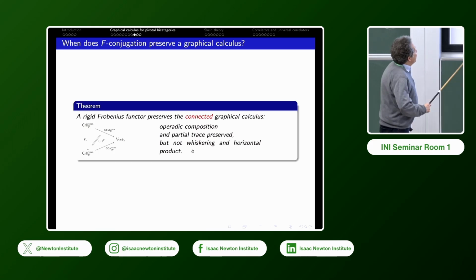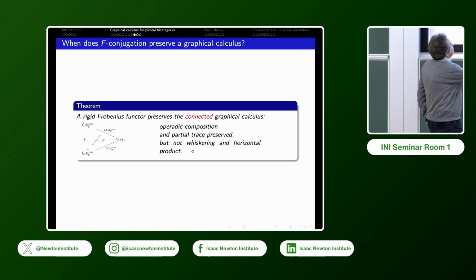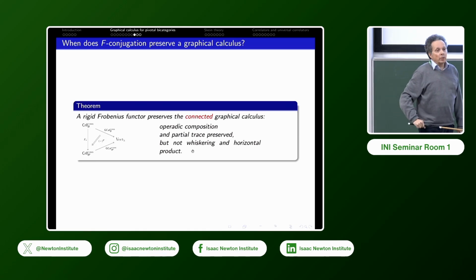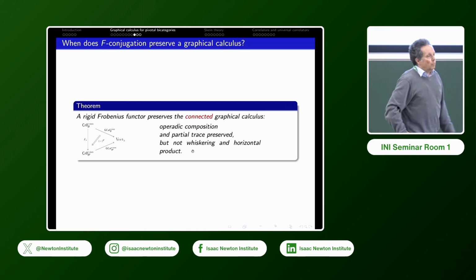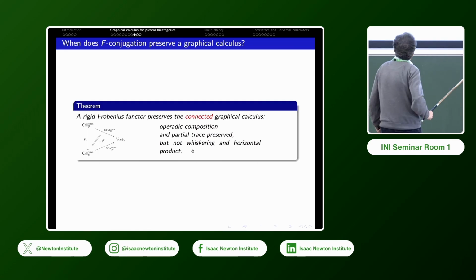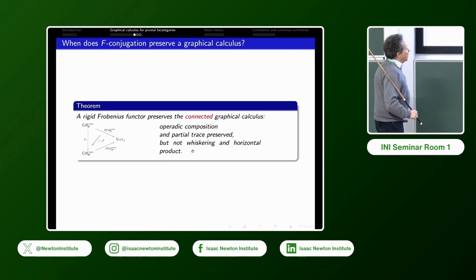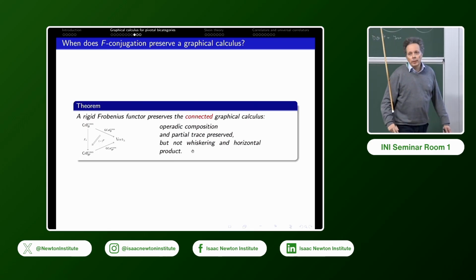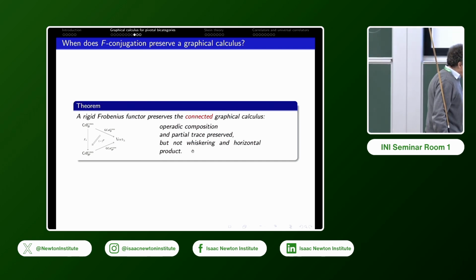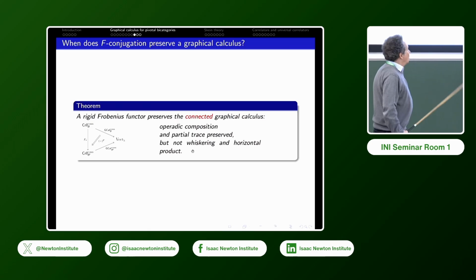Now, a rigid Frobenius functor does not preserve the complete graphical calculus, but it preserves the connected part. It preserves only those morphisms which are connected. We had several which weren't connected. So it preserves the connected graphical calculus. That needs, again, some work. And you might say, okay, that's not enough. It should preserve the graphical calculus. But we will see that actually this lack of respecting the complete graphical calculus is something we need for CFT.